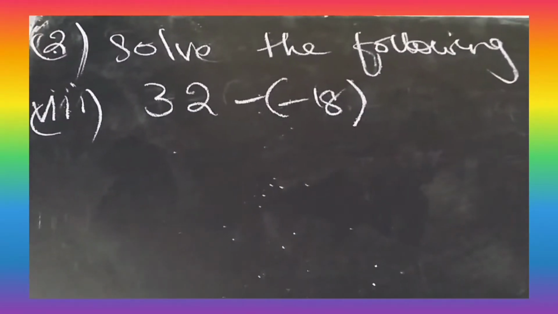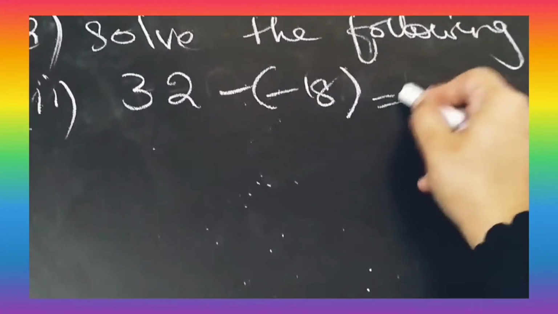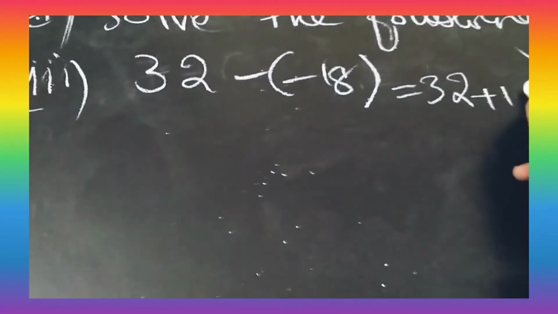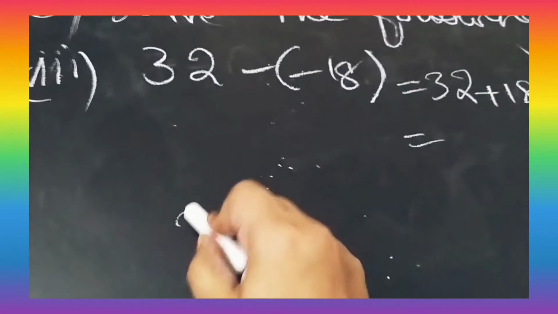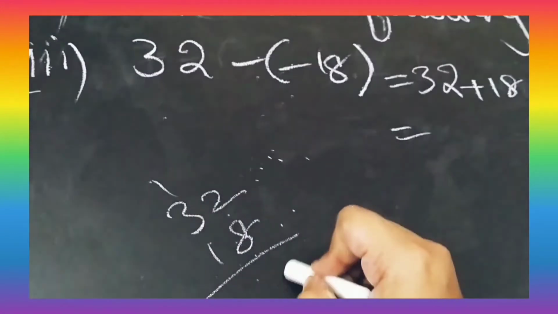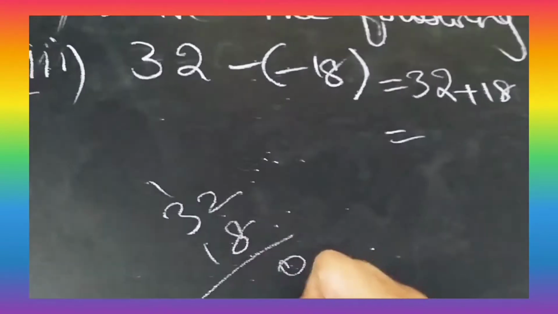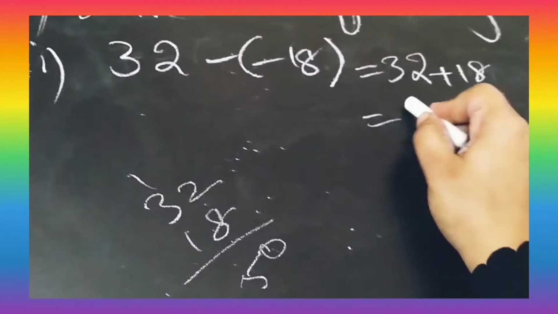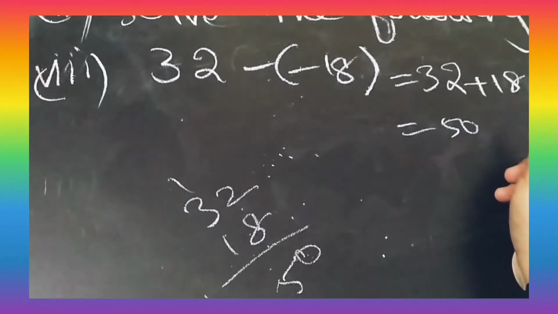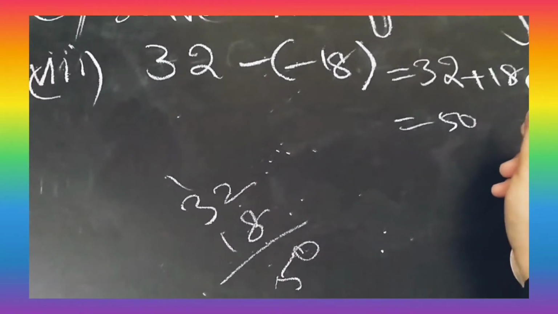Eighth bit is 32 minus of minus 18. What is 32 minus of minus 18? Again minus into minus is plus. You have to do 32 plus 18. 8, 9, 10, 3, 4, 5. Answer is 50. So you can do addition and subtraction now. That's why I am not showing in detail. I am writing the answers. You have to do it.